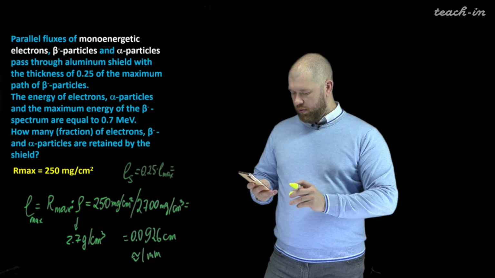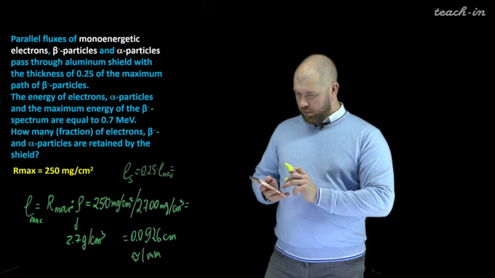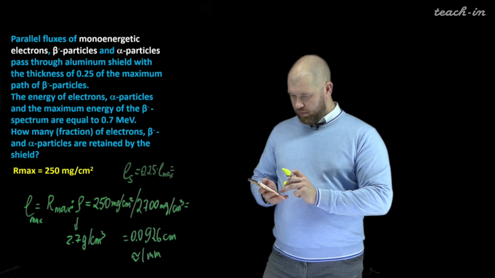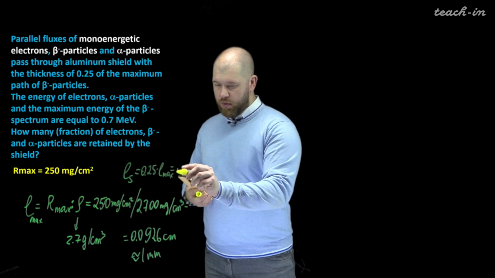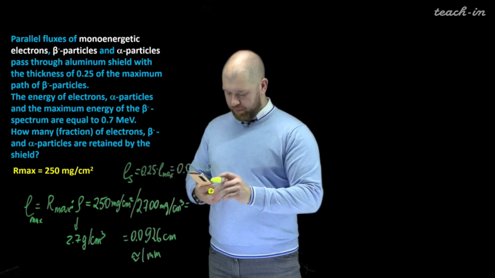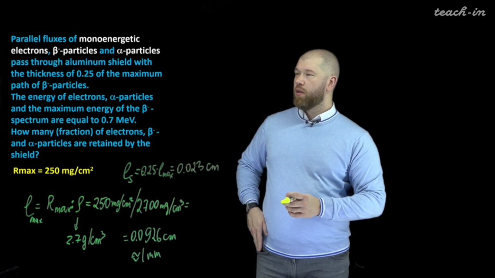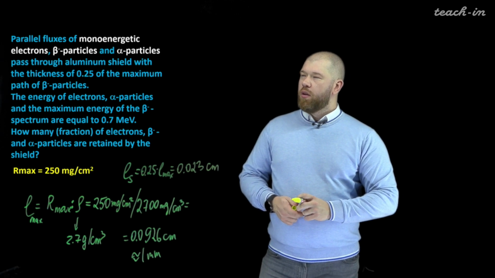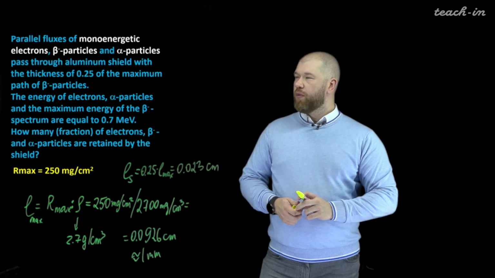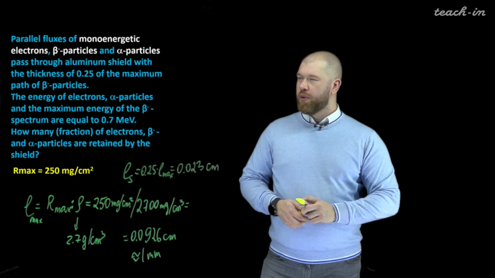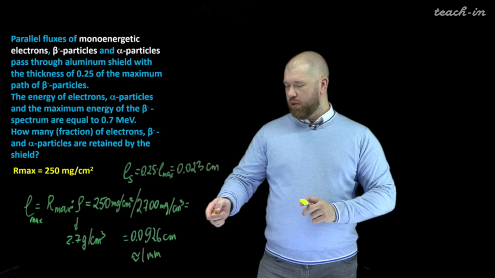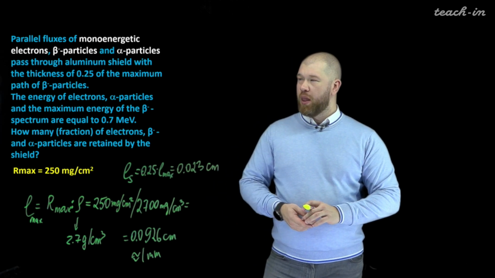It will be 0.023 centimeters. For monoenergetic electrons, the maximum range will be the same, roughly 1 millimeter.